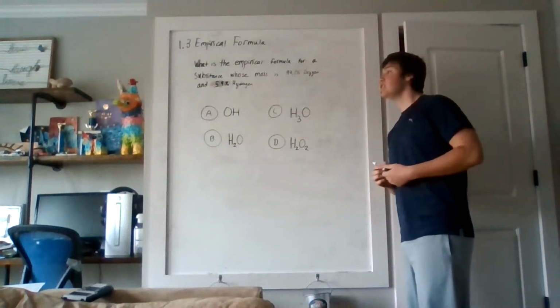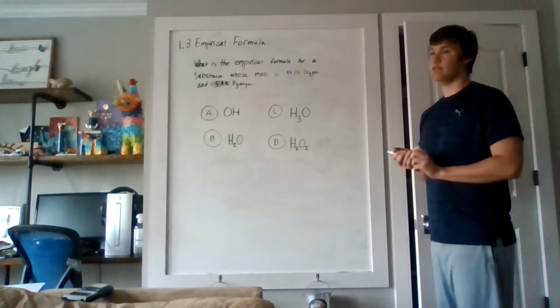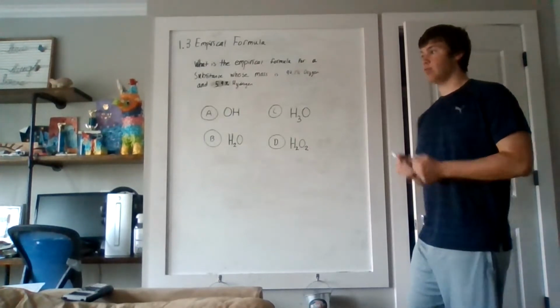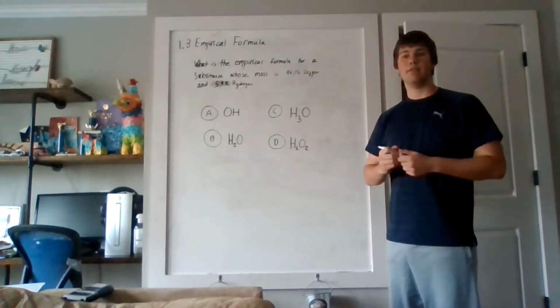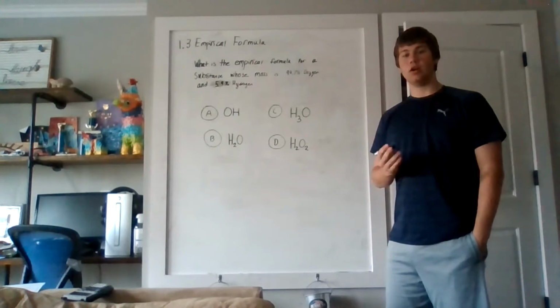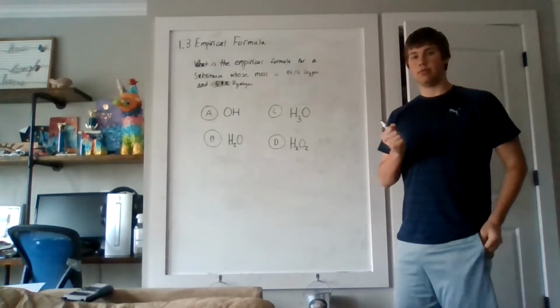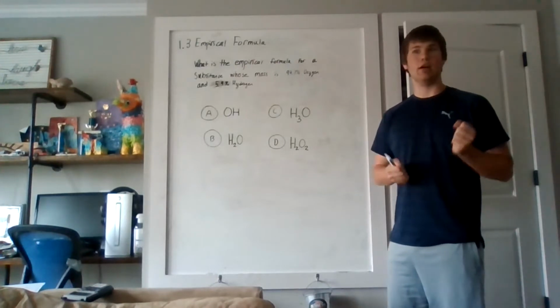Hello, my name is Tommy, and today we're learning about empirical formula. So the empirical formula for a substance is the ratio of atoms in a compound. So you may have a substance Cl2O2, but the empirical formula would be ClO because the ratio of the atoms to each other is 1 to 1. There's one Cl for every oxygen.